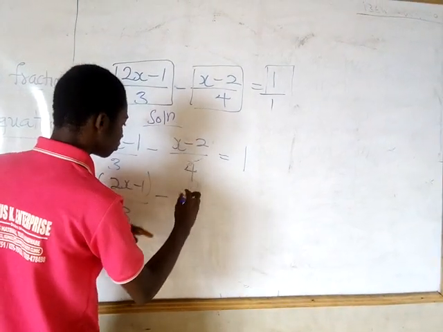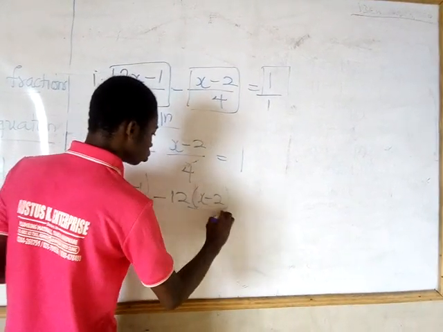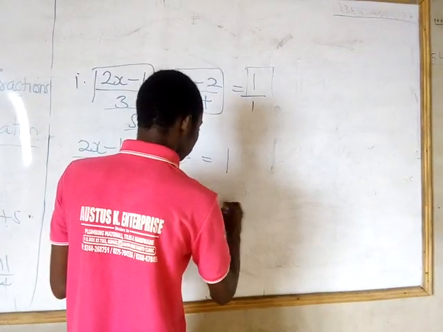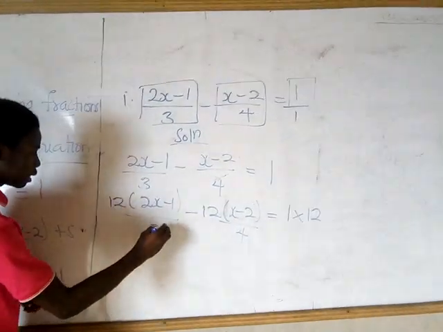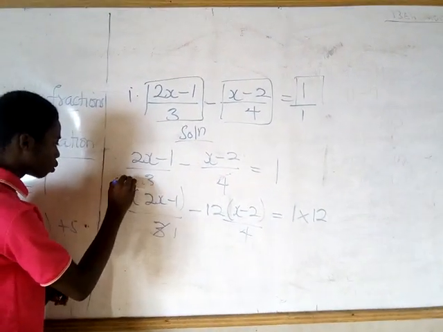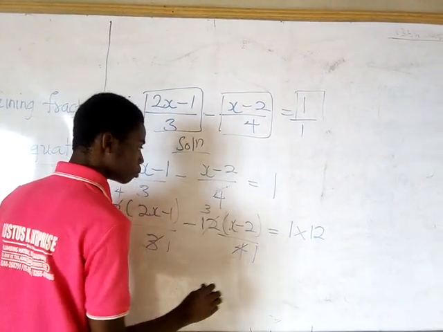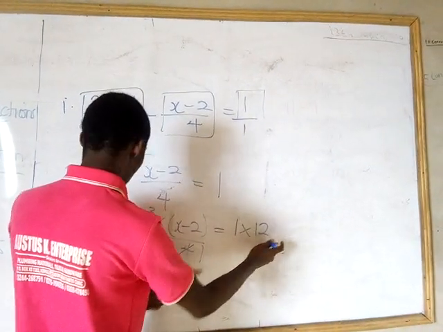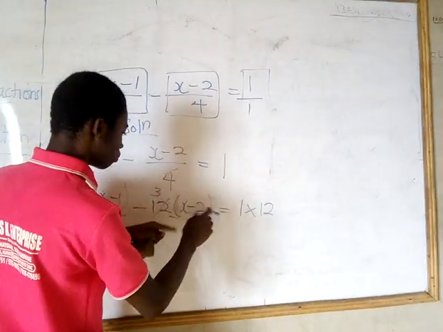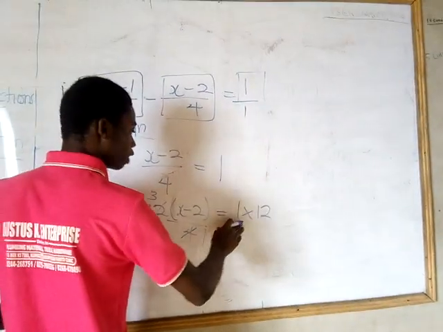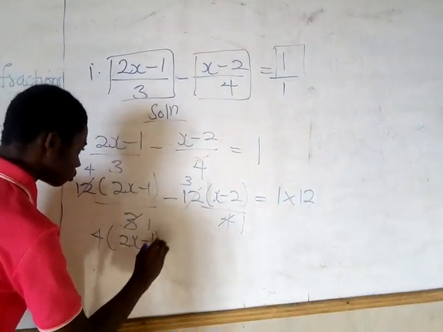You go to the second set. That's 12(x - 2)/4. And the last set, 1 times the LCM. So you count. 3 cancels itself once, and cancels 12 four times. 4 cancels itself once, and cancels 12 three times. And here 1 times 12 is 12. So we are going to multiply this 4 by the bracket, this 3 with the figures in the bracket, and 1 times 12. So it becomes 4(2x - 1) - 3(x - 2) = 12.